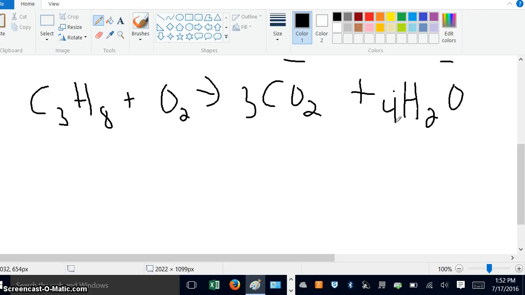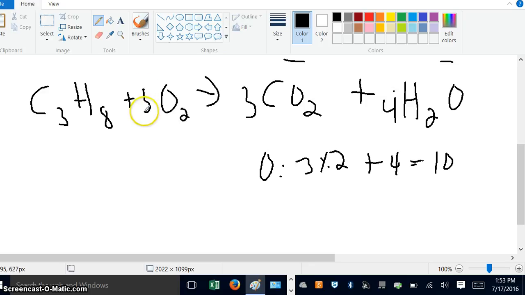All right, so let's see. On the right-hand side, I've got 3 times 2. So this is for the oxygen. 3 times 2 plus 4. All right, so I've got 10 oxygens on this side, and the simplest way to get 10 oxygens on the left-hand side is to put a 5 right there. So 5 times 2 is, of course, 10.